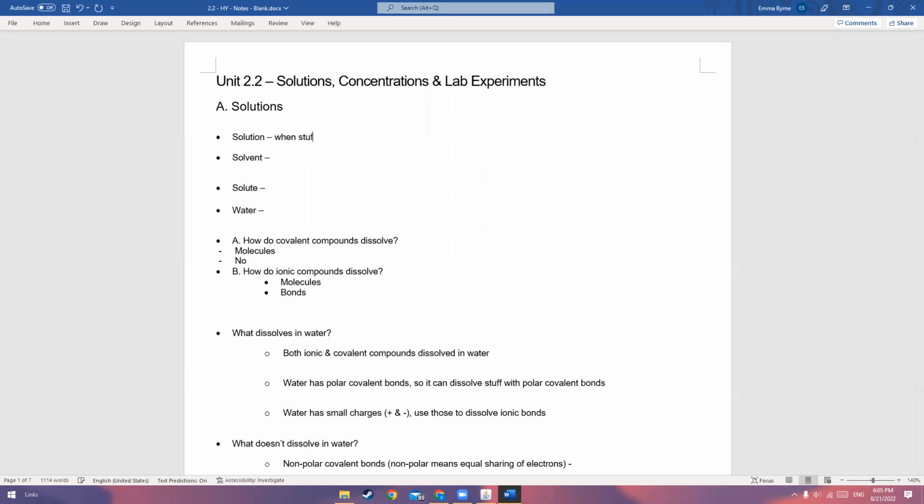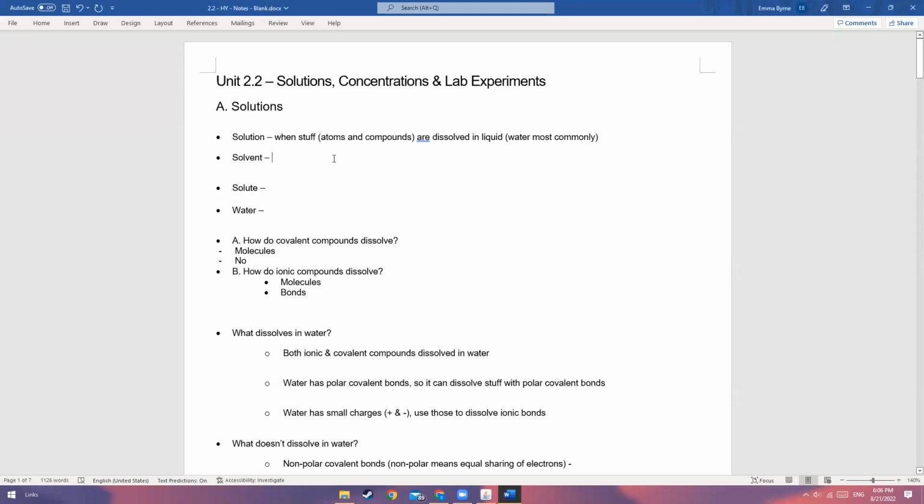A solution is when stuff, in other words atoms or compounds, are dissolved in liquid. In biology, this liquid will commonly be water. But in other branches like chemistry, you're probably talking about other types of solutions. So that is the solution. That is both the stuff and the liquid. So that's both the solvent and the solute.